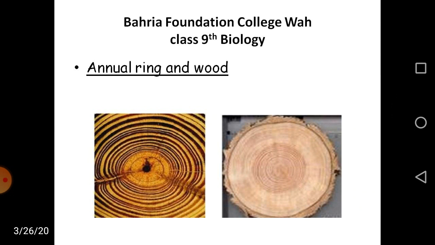In this diagram an annual ring and wood are shown. Actually the cambium or the lateral meristem makes one ring in one year. When one year is completed, the cambium also completes its one ring. That is the reason it is called an annual ring, and through this annual ring we can calculate the age of a plant.